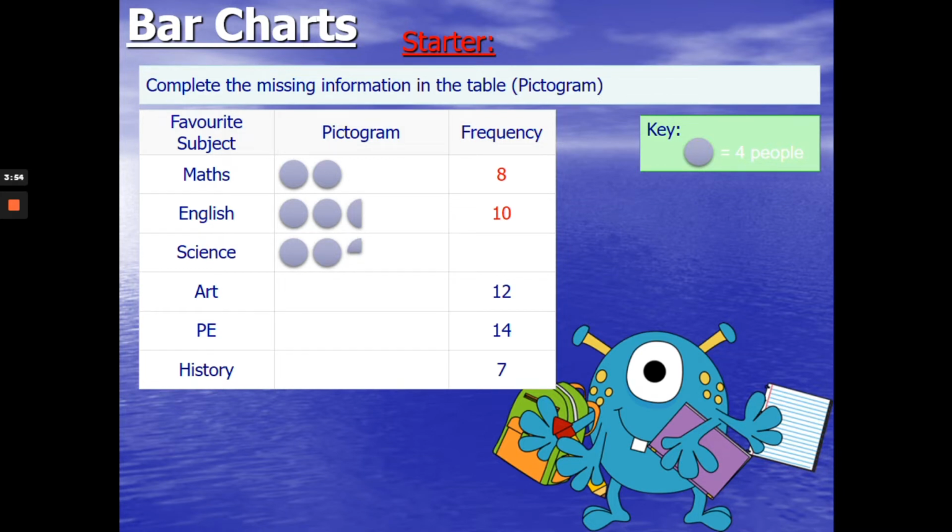The science one is a little bit more tricky. This time we've got 2 whole circles, so that's 8. But then we've got 1/4 of a circle. So that's going to be the equivalent of 1 person. So that equals 9. Now for the bottom 3 questions, you need to finish off the drawings. And that's what they should have looked like. So you want to pause the screen and mark what you've got. Well done if you've got it all right.